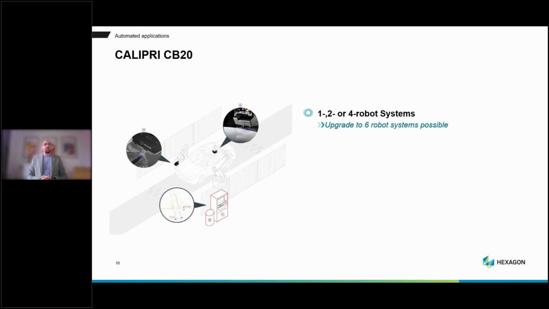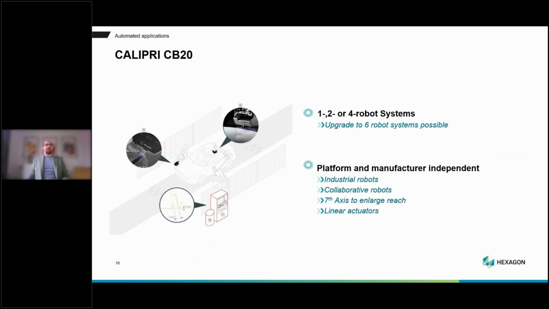CALIPRI CB20 solutions can be sold as 1, 2, or 4 robot systems. Depending on your takt time, depending on the application, if it's body in white or if it's final assembly, and depending on how many measurement points you want to measure, we can choose the correct system together so that you will cover all of your measurement points. Also, an upgrade to a 6 robot system is possible. It's not that usual, but a 6 robot system is possible as well.